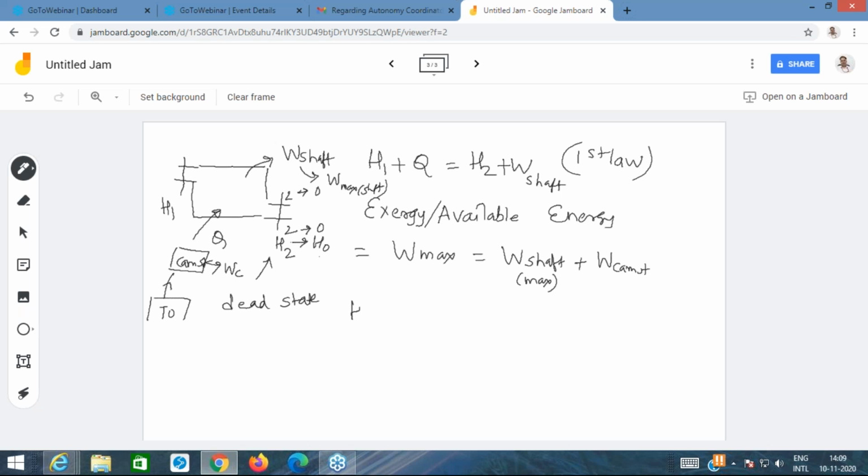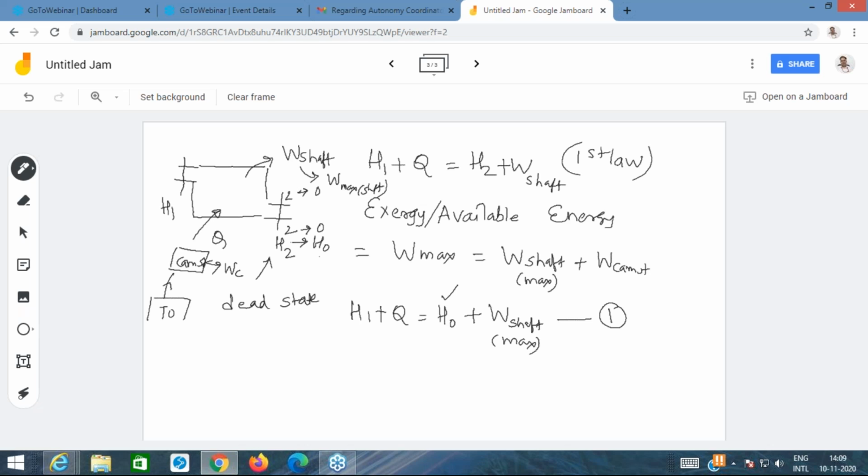If I want to find W shaft max, then I need to rewrite this equation first. So it would be H1 plus Q is equal to H naught plus W shaft max. Please note, this is H naught now. Let us call this equation 1.